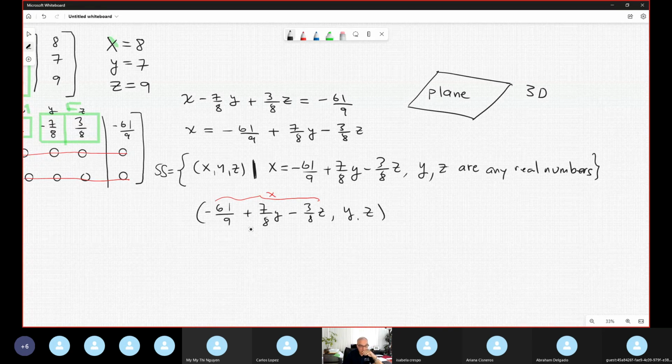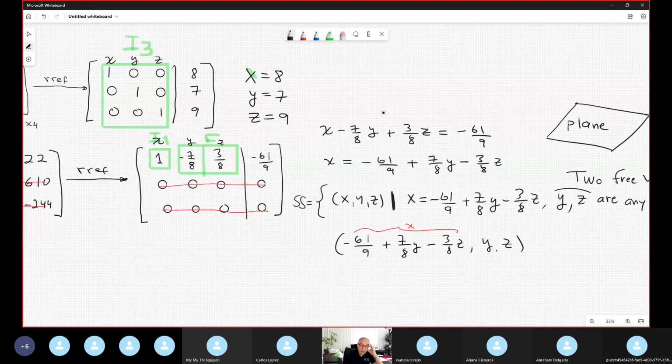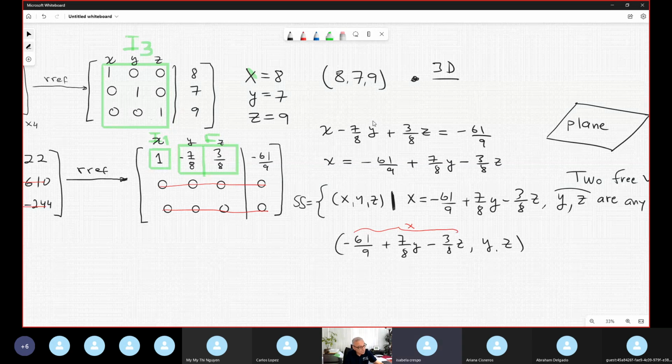And the important thing is that you interpret this. You have two free variables because the solution object represents a plane. If we have one free variable, it represents a line. If we have no free variable, like in the previous example, we have a point, and the point is 8, 7, 9. It represents a point in the 3D context. Make sense? Yes, it makes sense.